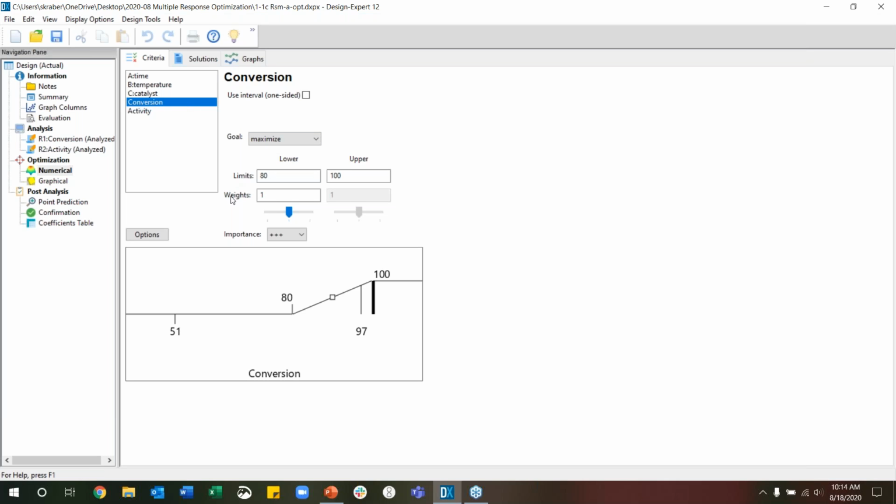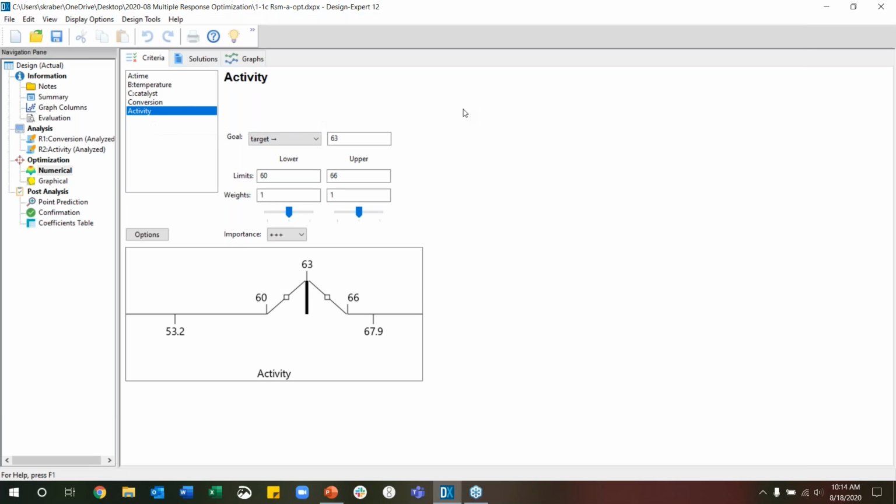Okay, I will get back to answering the question of what are the weights and what are the importances here in just a little bit. But first of all, my second response. This is activity. We want activity to be a target of 63, and I want a range there of 60 to 66. So again, I don't want to leave these defaults of 53.2 and 67.9. That's not the acceptable range.